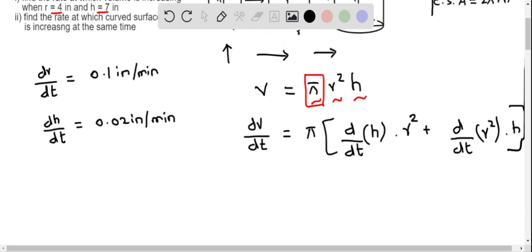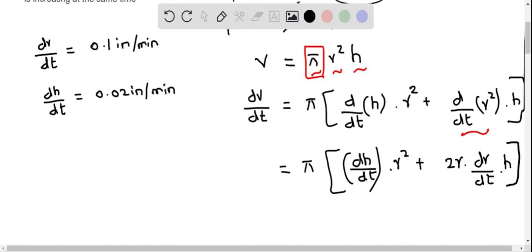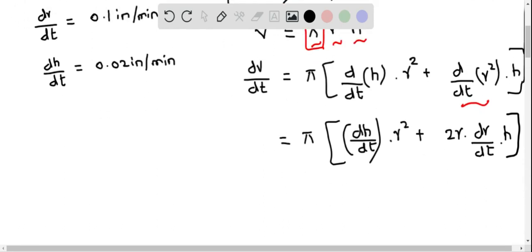Now let's continue. Let's expand the right side expression. So we have pi times, this is equal to dh by dt times radius squared, plus here we have to utilize the chain rule to differentiate r squared. If I differentiate r squared using the power rule, I will get 2r, and using the chain rule I have to differentiate the radius alone. So when I do that, I get dr over dt, and we already have the h, so I put the h as it is. Now we have all the information with us, so we can plug this information into this to find the dv by dt.